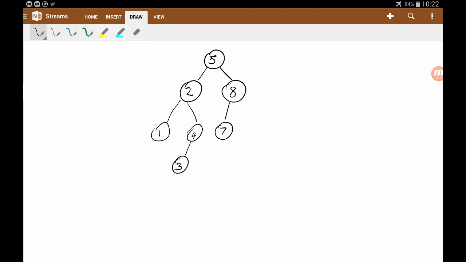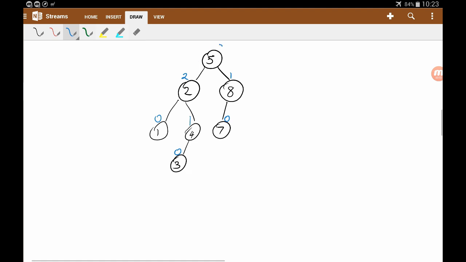All right, so let's look at another example. If we look at this one, we can now go through and say, okay, what are the heights of all the different nodes? So node number 1 has height 0, 3 has height 0, 7 has height 0, 4 has height 1, 2 has height 2, because it's the maximum of 0 and 1, which is 1, plus 1, which gives us 2. 8 has a height of 1, and 5 has a height of 3 again.